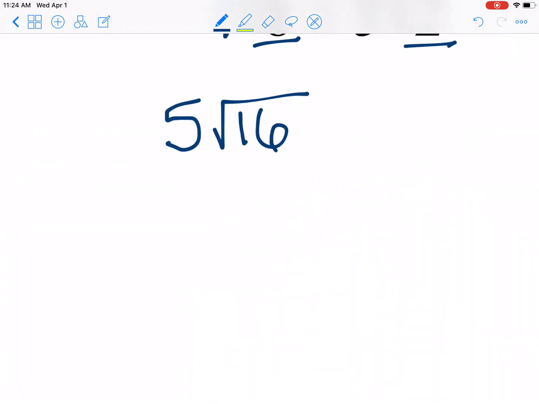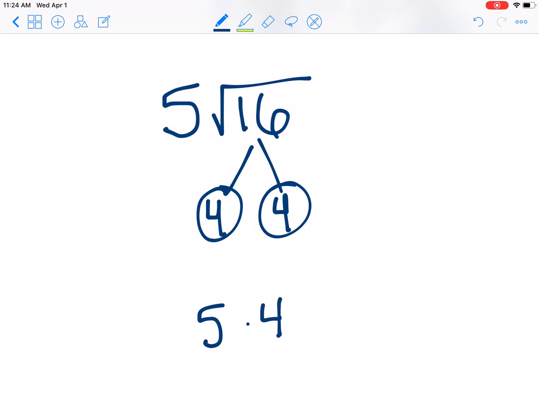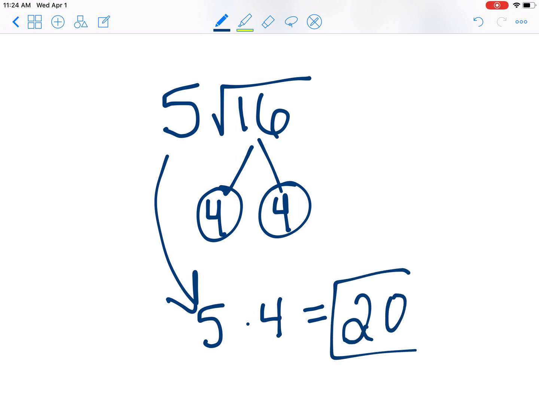So let's go back to our simplification. What are 2 numbers that multiply to be 16? Well, I know 4 times 4 will multiply to be 16 because the root 16 is a perfect square. So there's our pair. Remember, when you make a pair, you take that number out. And don't forget, you still have to bring that 5 down. You can't forget it's there. Now 5 times 4 is 20. That's our final answer.